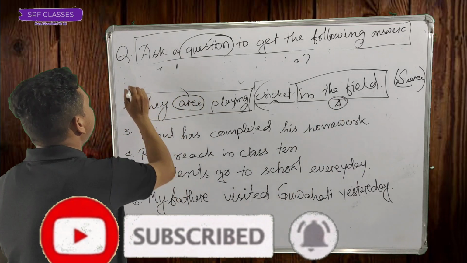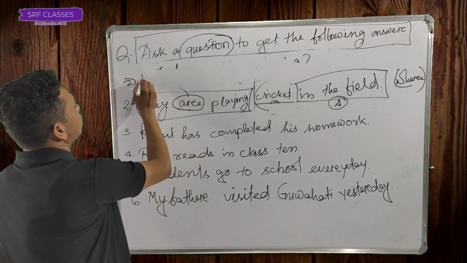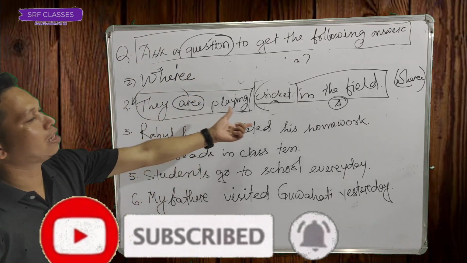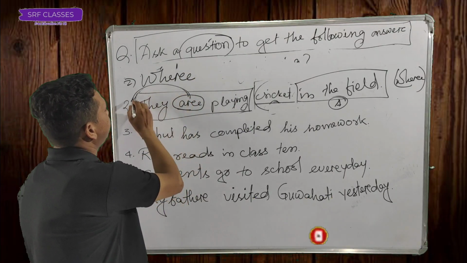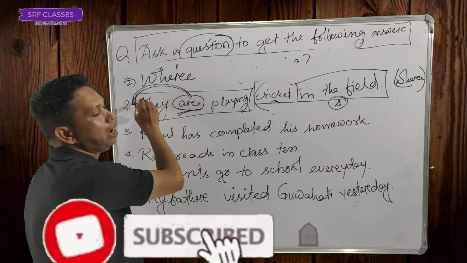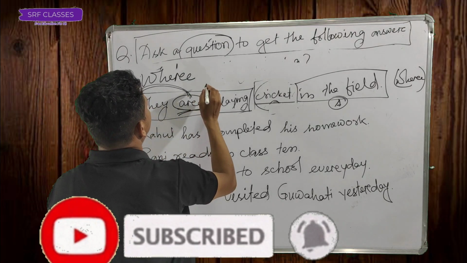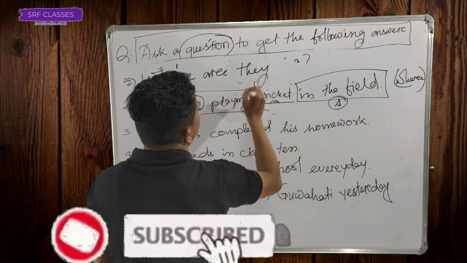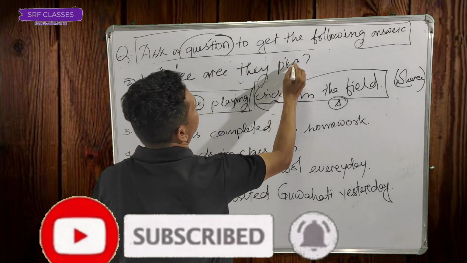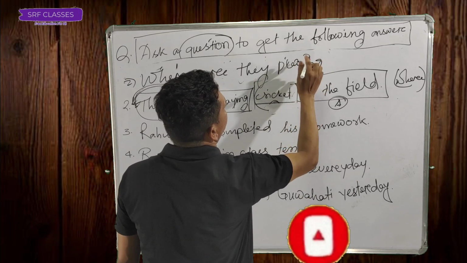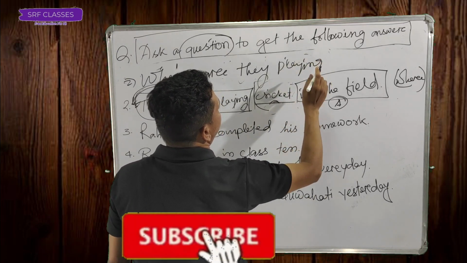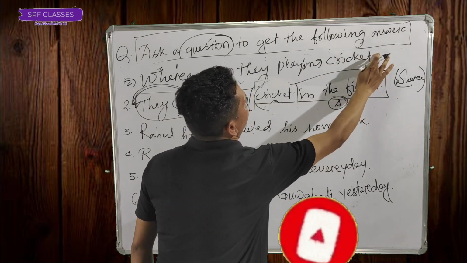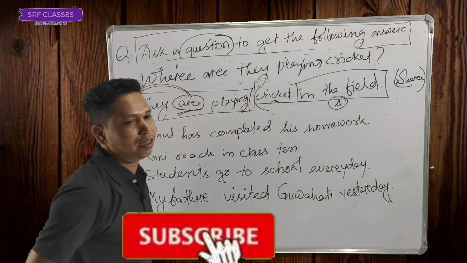So how will you do that? Same rule, we will take the question word, which is where. Okay, and the others will be same. Just one thing you need to remember, that the special verb will be before the subject. So where are they playing cricket? And at the end of the sentence, sign of interrogation.